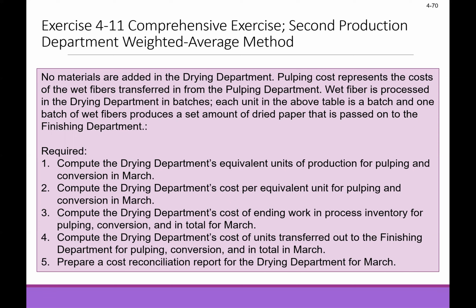So we're going to compute the drying department's equivalent units for pulping and conversion in March. Then we're going to compute the cost per equivalent unit. We'll compute the ending work in process costs and what was transferred out to the finishing department. And then from there, a cost reconciliation. Here's the deal, guys. It sounds like a lot, but no, it's simple. You break it one at a time. Just keep it simple.